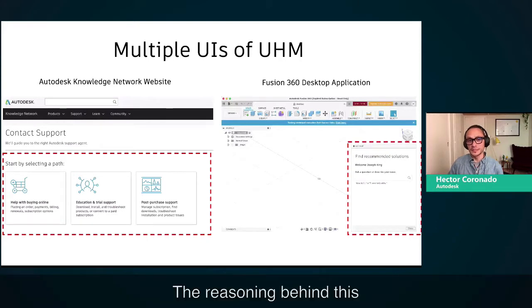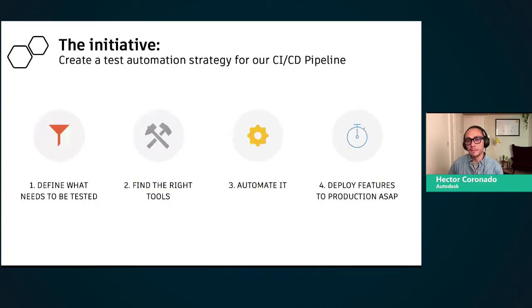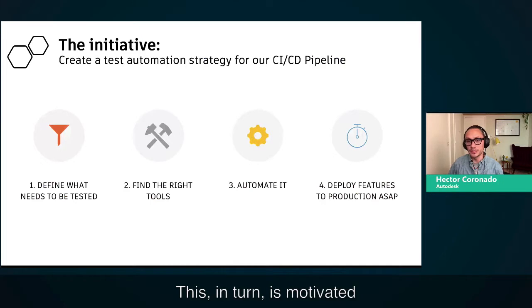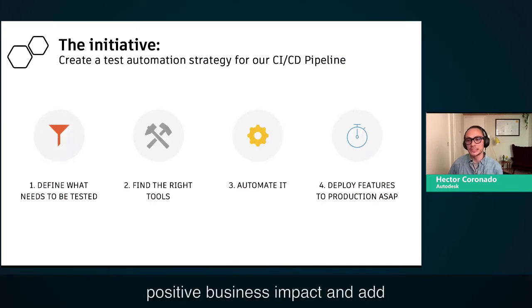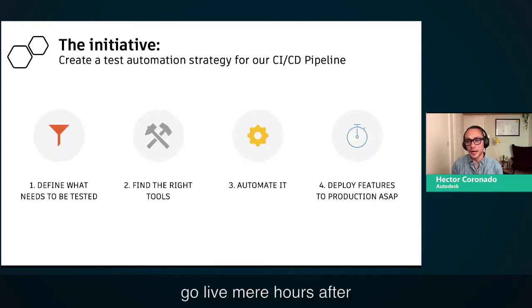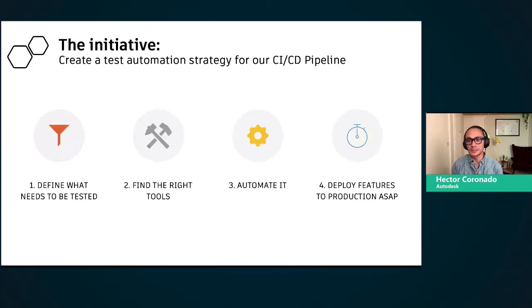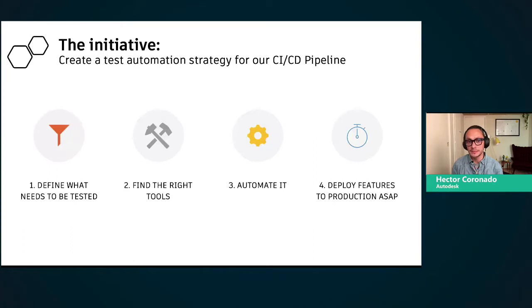The reasoning behind this initiative, the primary objective, is to get completed features into production as soon as possible. This, in turn, is motivated by the fact that, by definition, completed features ought to have a positive business impact and add value to our users. As engineers, we were also really psyched to work on this project because it would obviously mean that we'd get to see our work go live mere hours after we finish it, as opposed to the days that it can sometimes take for something to make it all the way to production at present.